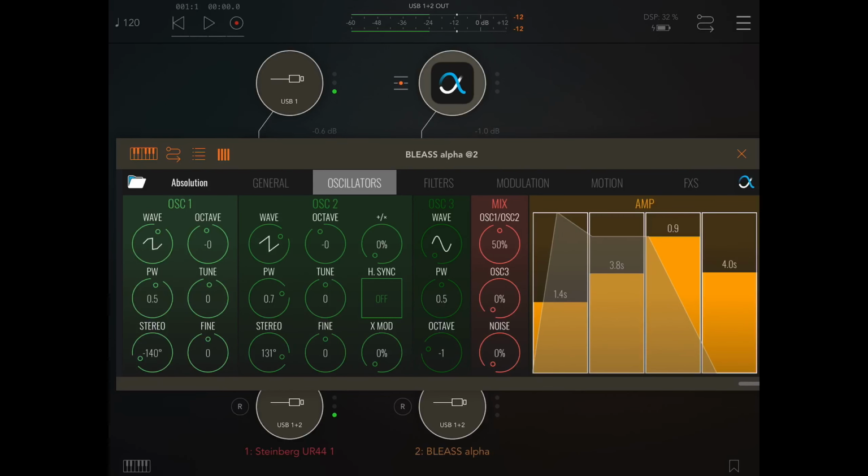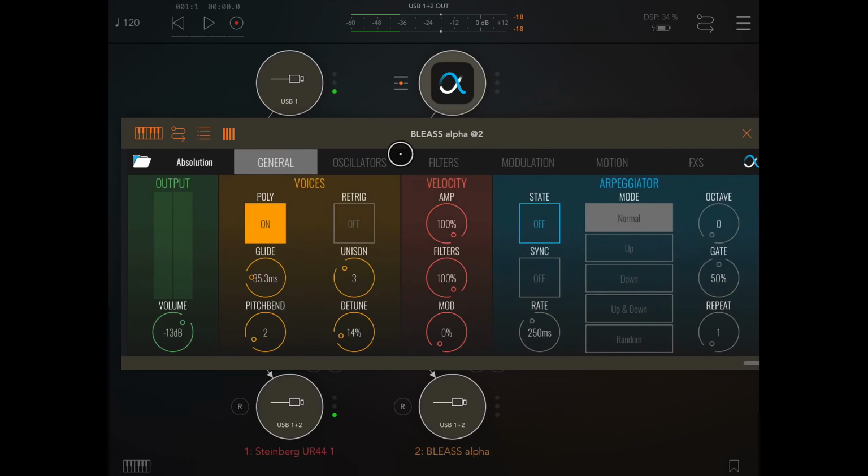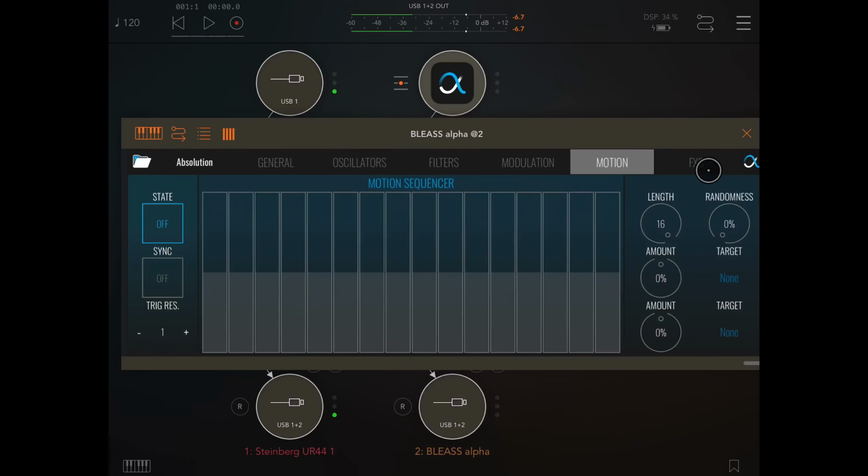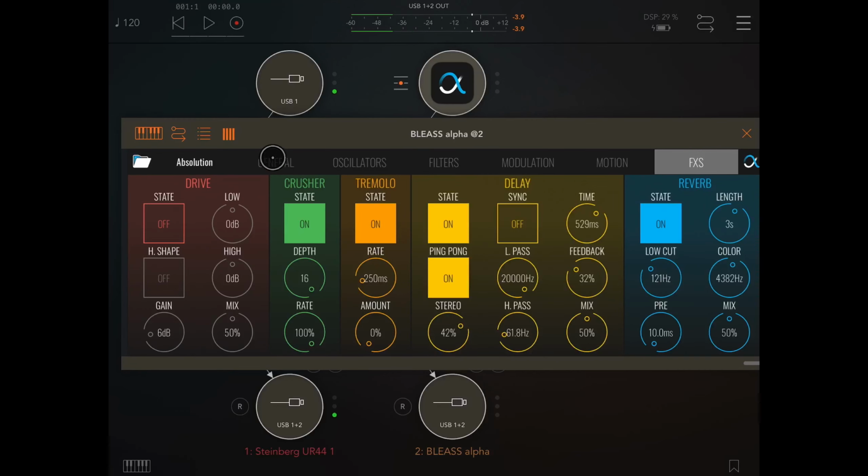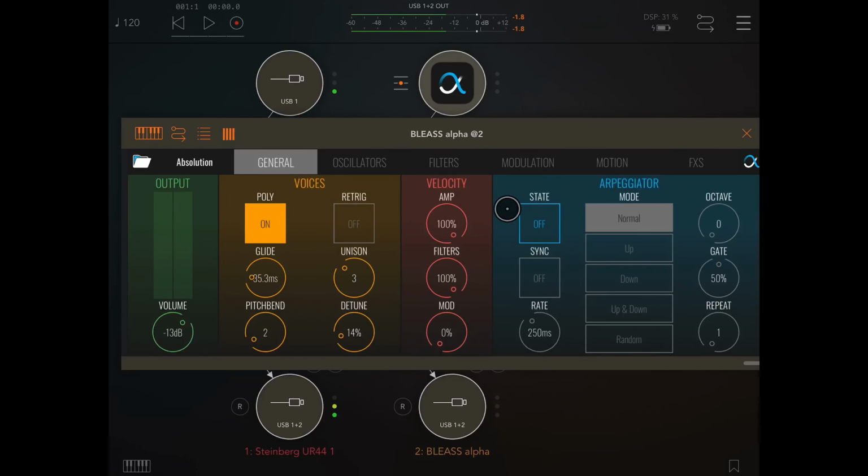Today we are taking a look at BLEASS Alpha. I made a live stream the other day for BLEASS Alpha, covered loads of the presets and stuff like that. The temptation with this video was to just do a preset browse and play with a few of the parameters, for the oscillators, filters, modulation, motion, and of course the FX. However, there were quite a few videos yesterday, so I just wanted to do one.